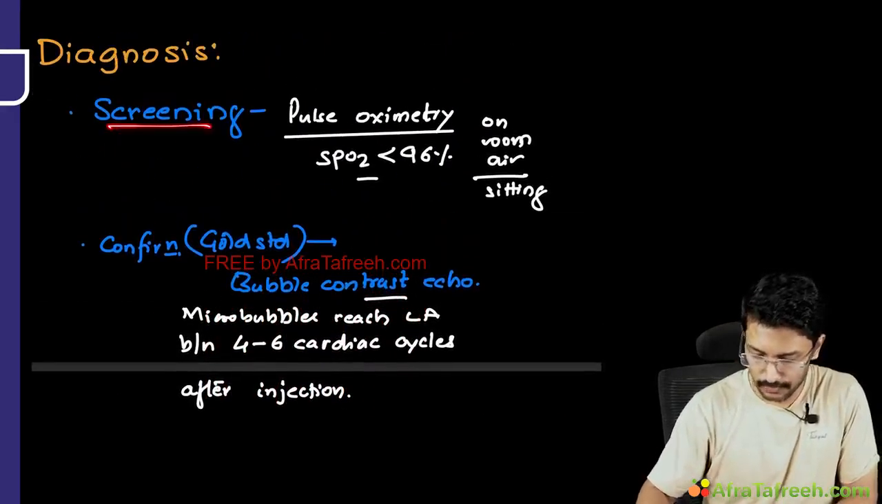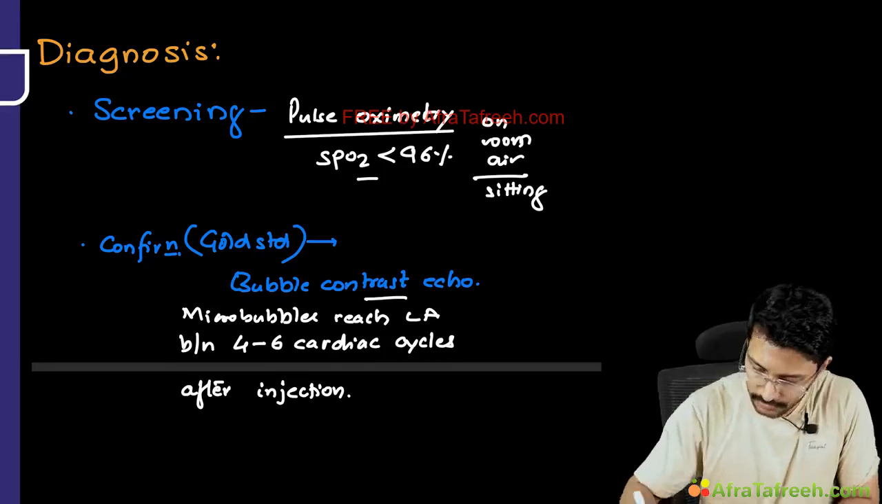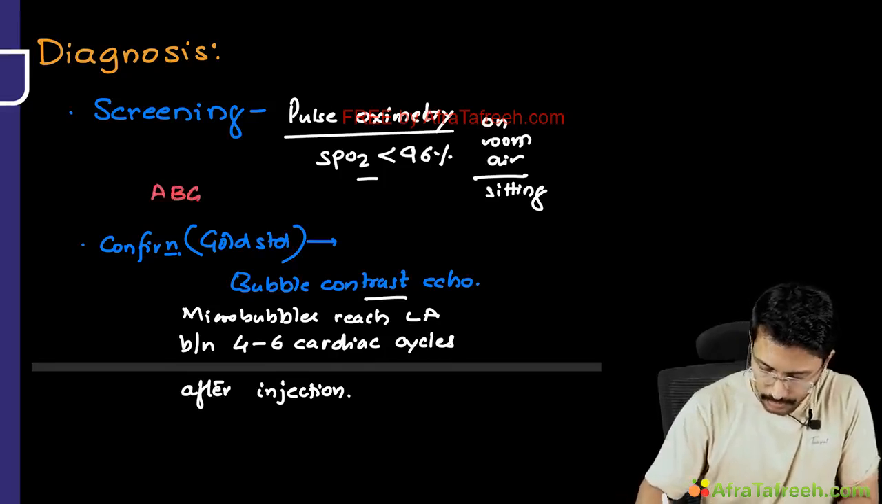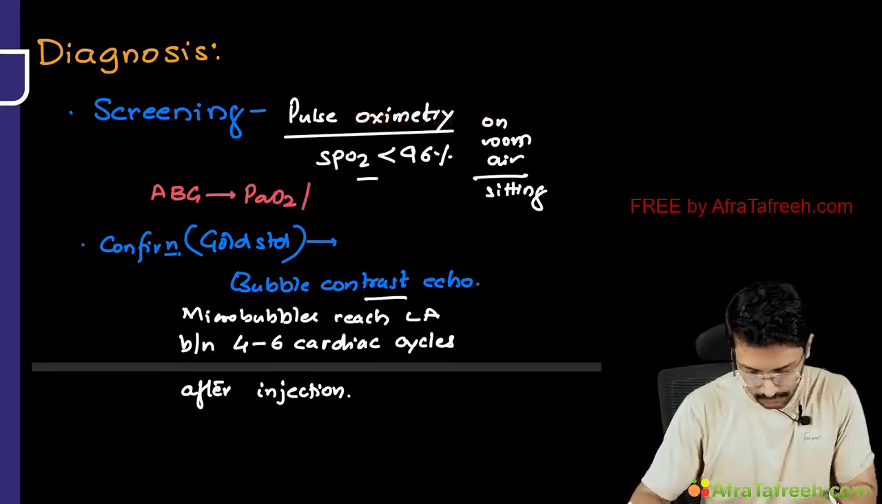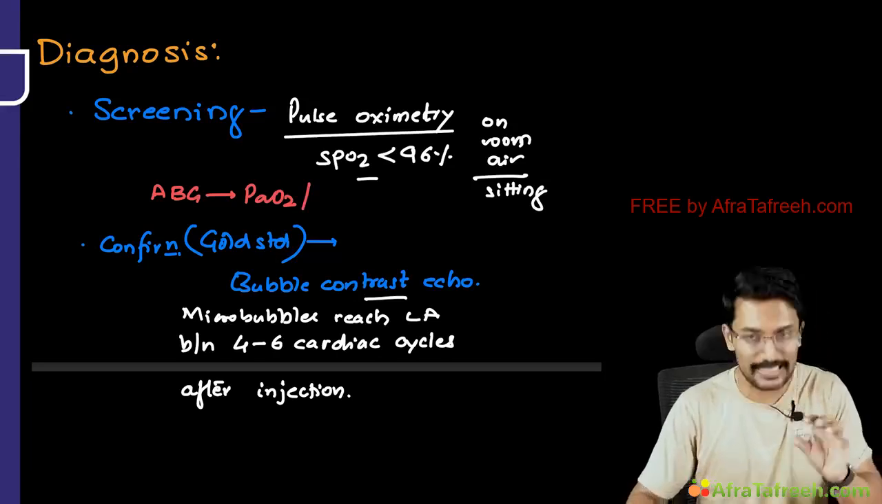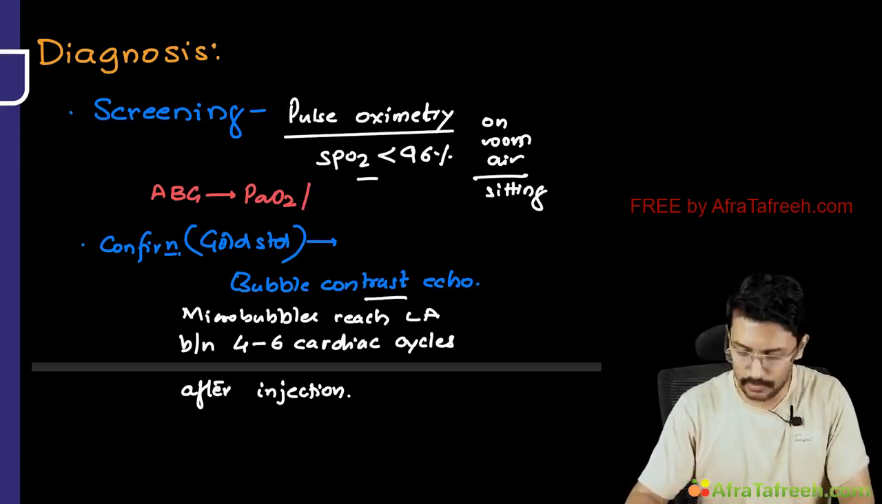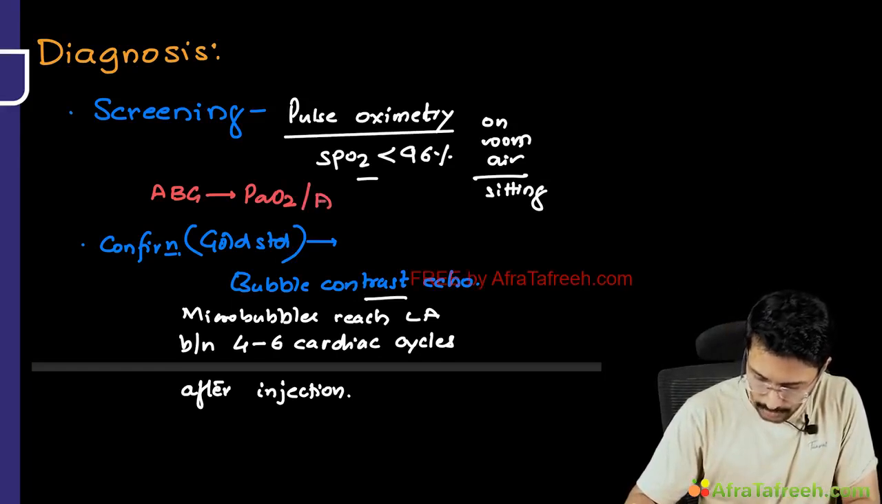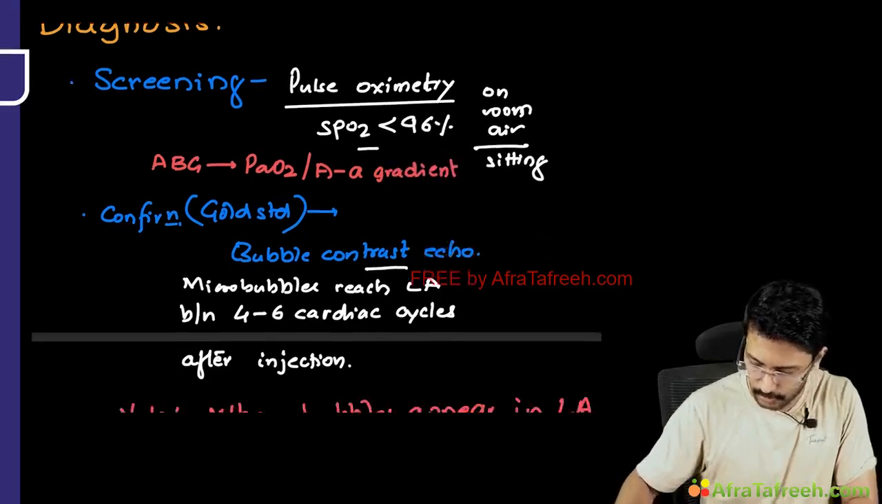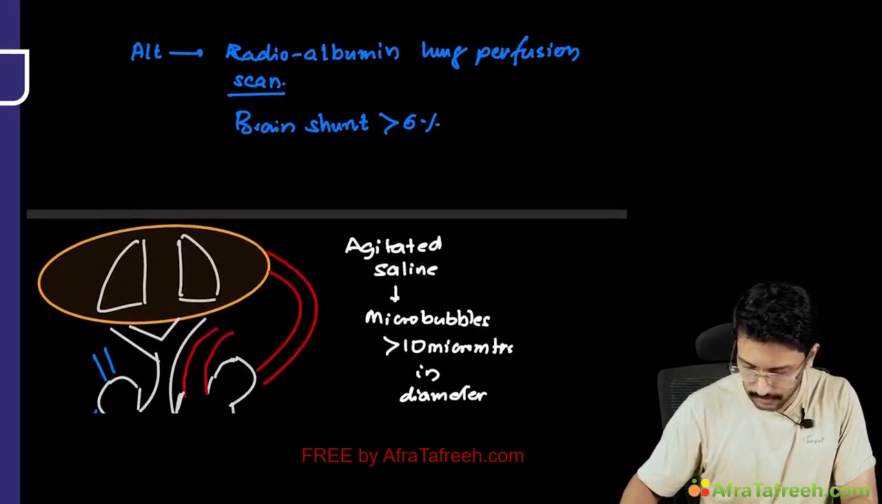First is screening. Yeah, I forgot to tell you one important point. After screening, obviously, ABG becomes important because ABG will help us to understand PaO2 for severity classification and also for establishing the diagnosis of hypoxia, and it will also help us to calculate the alveolar arterial oxygen gradient. So ABG is an essential investigation when it comes to hepatopulmonary syndrome. Okay, so we have done with the diagnosis.